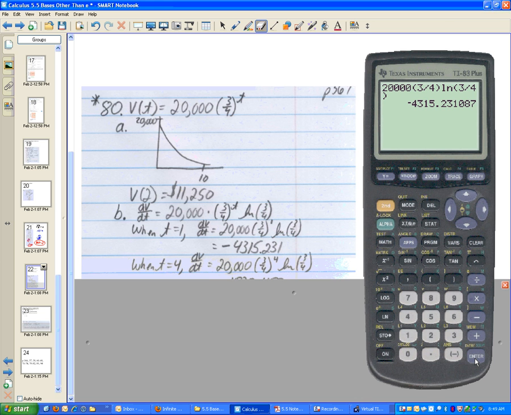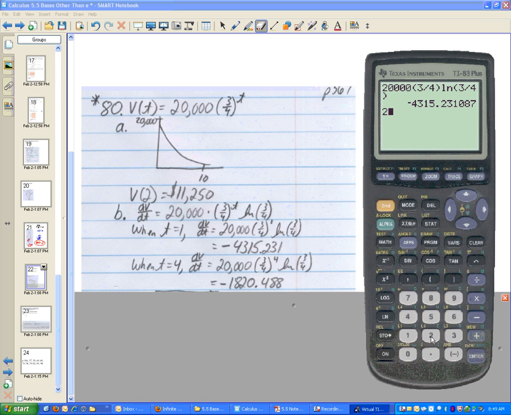All right, then do the same thing when t equals 4. 20,000 times 3/4 to the 4, ooh, I bet I should have put parentheses around that. I'm not sure. When in doubt, put parentheses. Times natural log of 3/4. Yep.